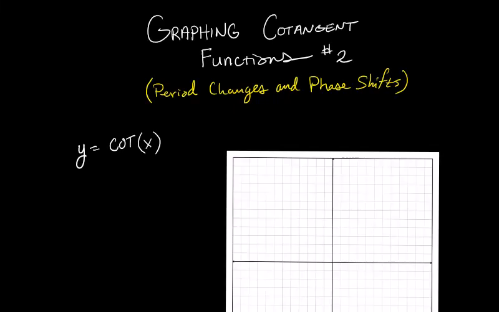Alright, so this video is going to be on graphing cotangent functions and the basics one. This is video 2 of 2, and so if you haven't watched the first video on cotangent functions, go back and watch that. This one's going to talk about what happens to a cotangent function when the period changes and when there are phase shifts or horizontal shifts. So let's get into it.